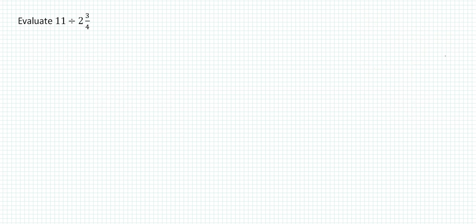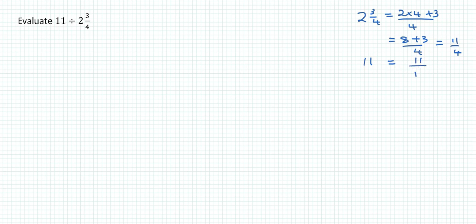Now our final example, evaluate 11 divided by 2 3/4. So we're going to first convert 2 3/4 to an improper fraction. 2 3/4 is going to be 2 multiplied by 4 plus 3 over 4, which is going to give us 8 plus 3 over 4, and we have 11 over 4. Now for 11, we also write it as a fraction with a denominator of 1, so this is what we have, 11 over 1. So now we're going to rewrite the question. We have 11 over 1 divided by 11 over 4.